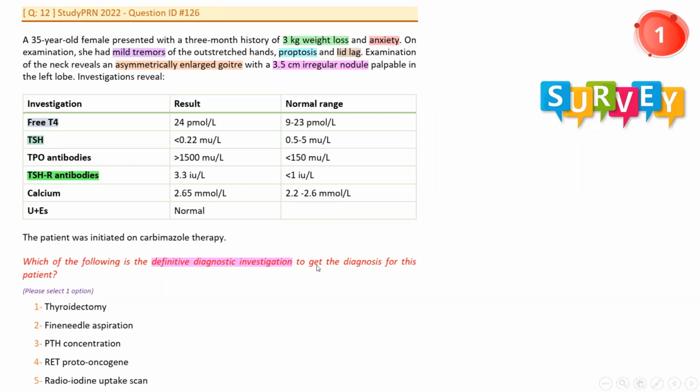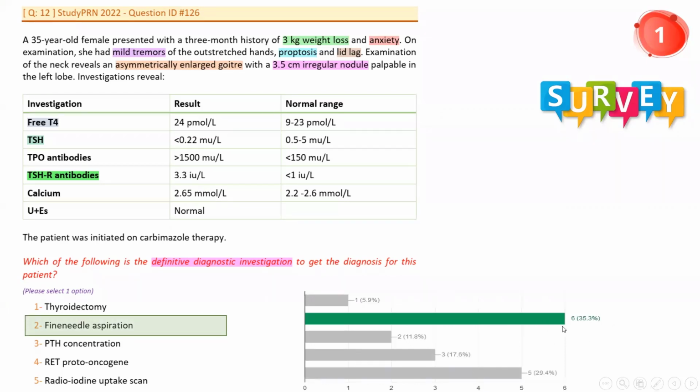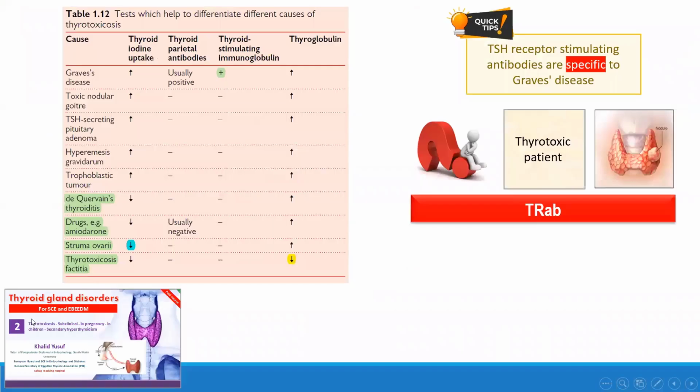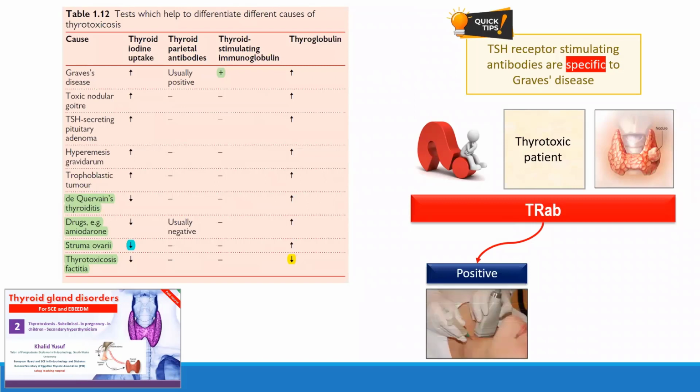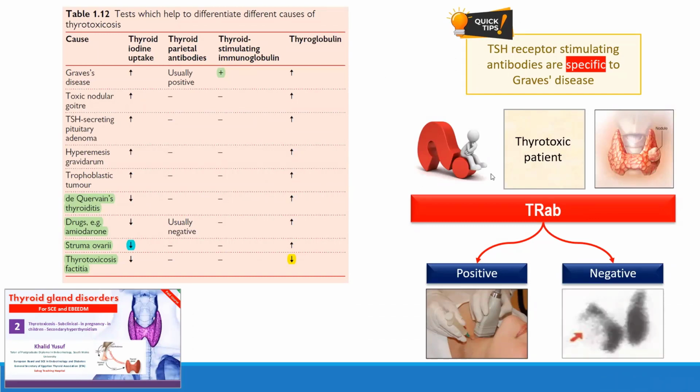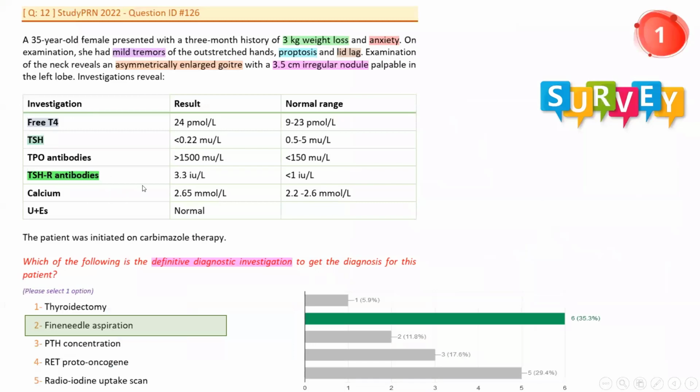So in this situation, the correct answer is fine needle aspiration biopsy, and a lot of you chose it. 35% chose it as the correct answer, and others chose radioiodine uptake, RET oncogene, PTH concentration, thyroidectomy, and so on. In the previous session, I mentioned that in any patient presenting with thyrotoxicosis and a thyroid nodule, we should go to TSH receptor antibody. If it is positive, like our example, this is thyrotoxicosis caused by Graves' disease, and we should go to fine needle aspiration cytology for the thyroid nodule to check for malignancy. And if TRAb is negative, we should go to the thyroid scan as a first choice. So don't forget this.